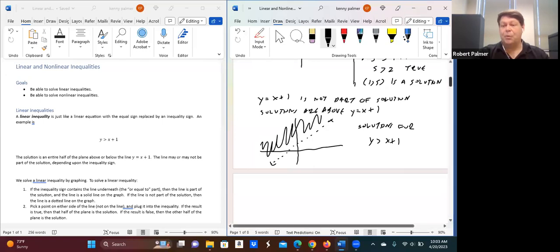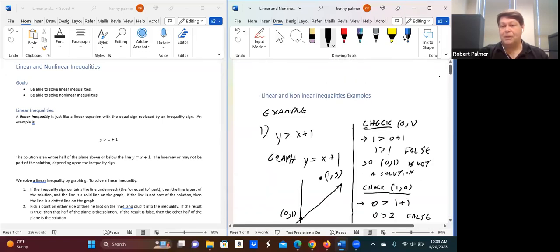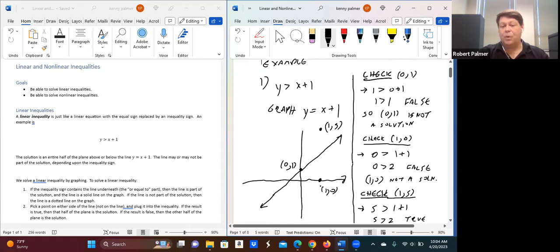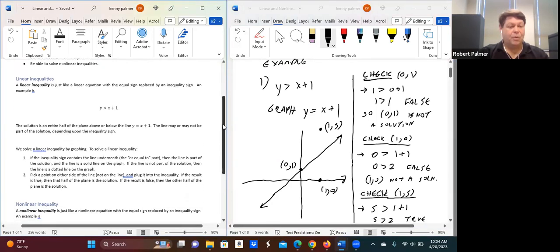So basically, pick a test point, essentially as we did here. For example, if we picked the point (1, 0) and plugged it in, it gave us a false statement, so that wasn't a solution. That means the solutions are on the other side. Or if we picked (0, 5) to begin with, we found that gave us a true statement. That means the solutions are on the same side. And I say that here. So pick a point on either side, not on the line, and plug it into the inequality. If the result is true, then that half of the plane is the solution. If it's false, the other half of the plane is the solution. And that's how we're going to solve these linear inequalities.